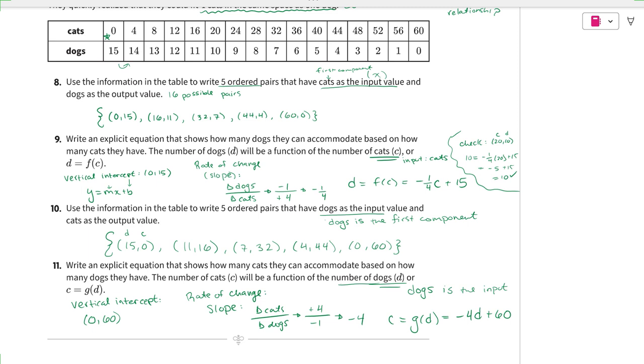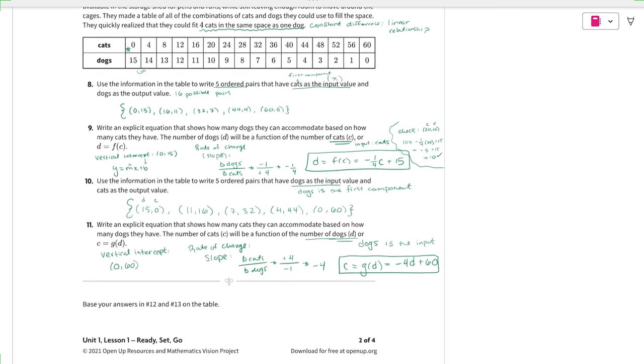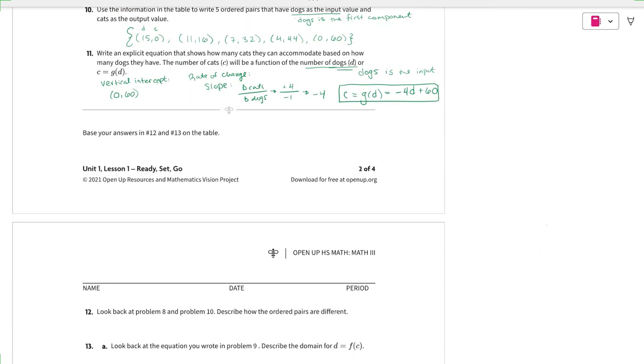Now again, you could pick the same point if you want. If we plug in 10 here, -4 times 10 is -40 plus 60. That does give us 20. We know we have 10 dogs when there's 20 cats. So that equation checks out. We are all set to move on. Just going to circle both of those equations. So same information, just paired differently. Okay, let's go on to our next problem.